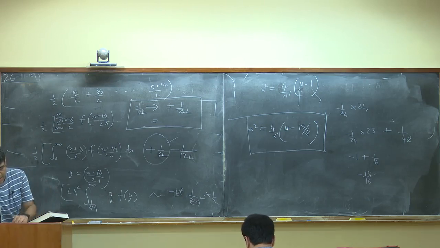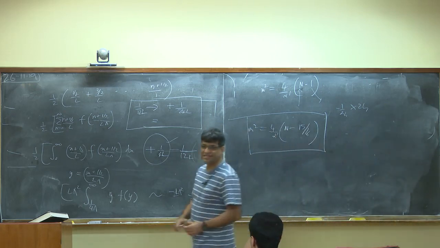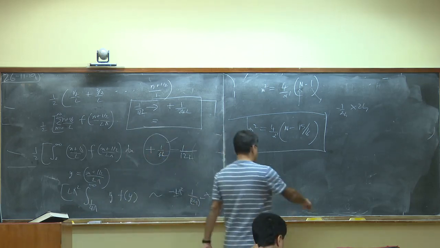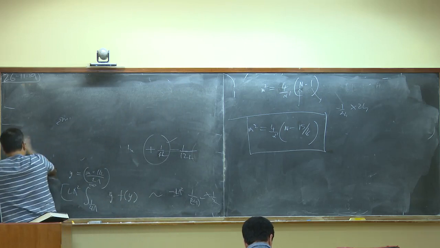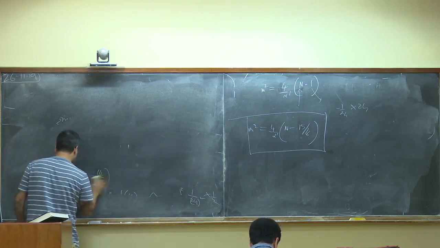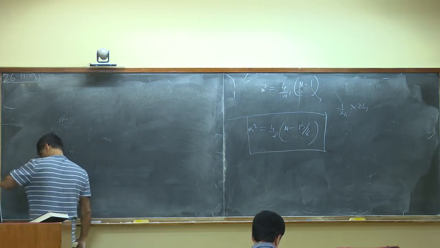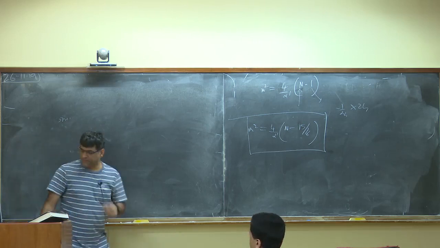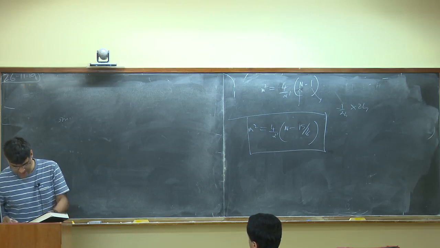Okay. Now, the next thing that I'm going to do is to compute the partition function of our theory. Okay, so I'm going to compute the torus partition function. We compute the torus partition function and then we'll talk about the Hilbert space interpretation a little more.